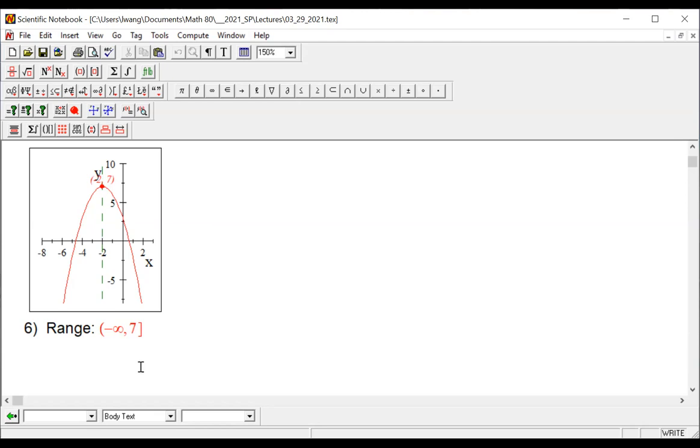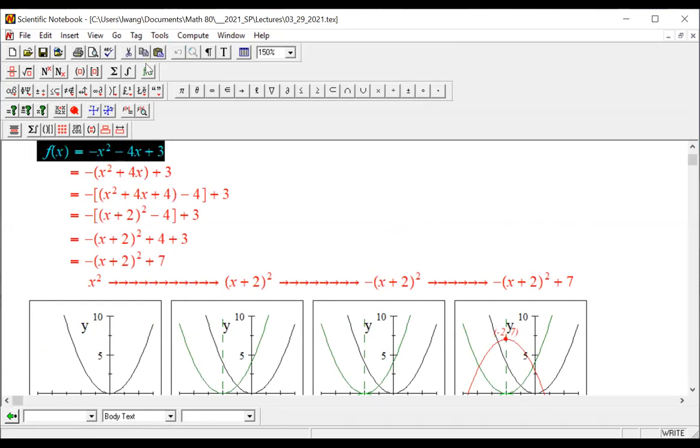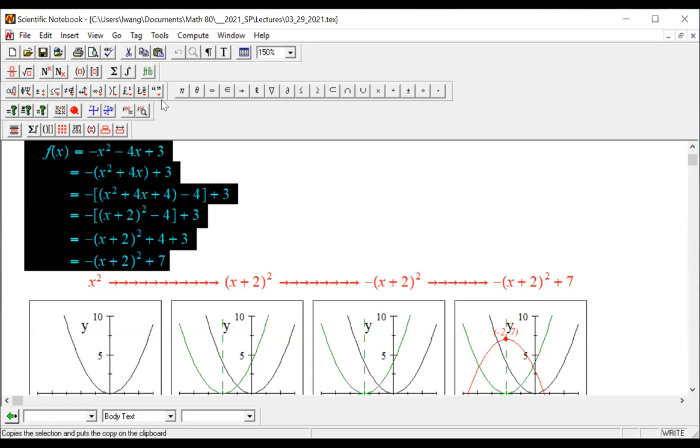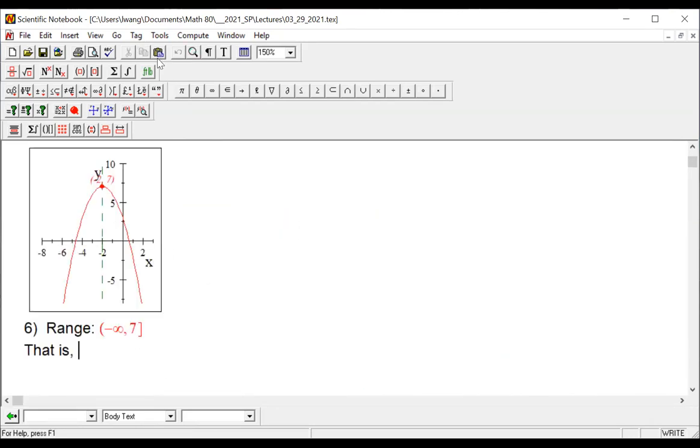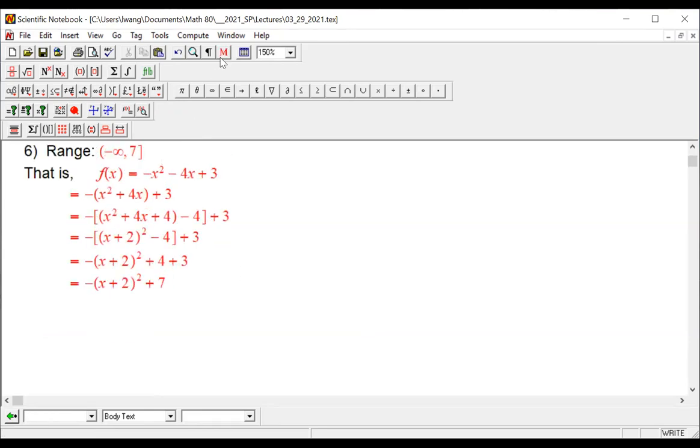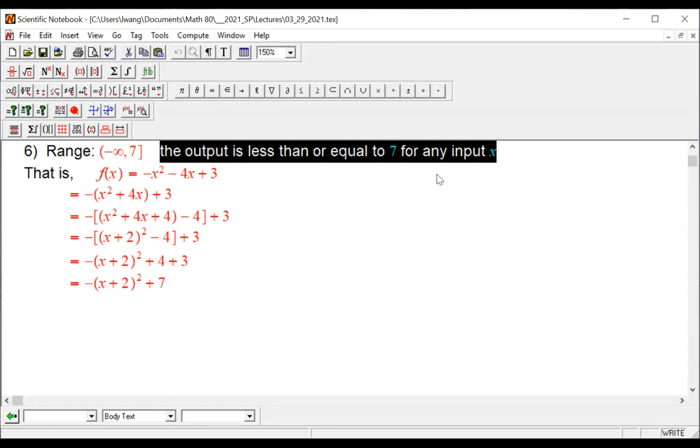But there are other ways to explain this. I always want to put these in an interpretation. We have this function and all of its variations. What does that mean? It means the output is less than or equal to 7 for any input x. That's what it means. So this interval means the output is less than or equal to 7 for any input.